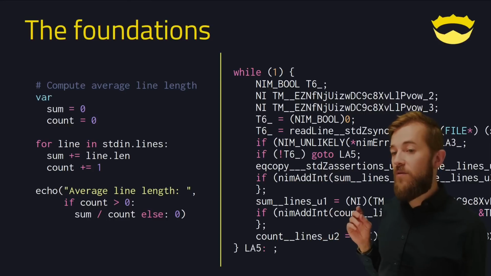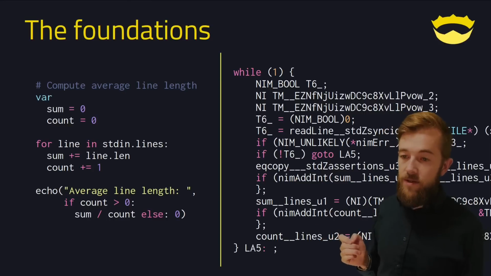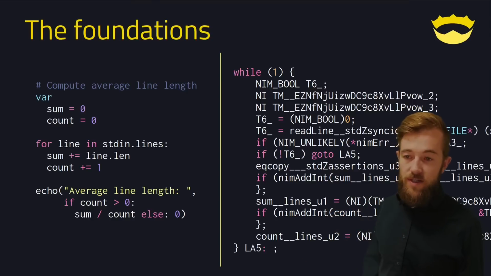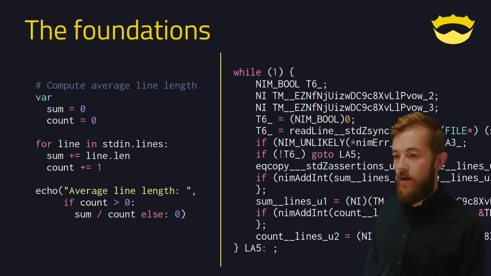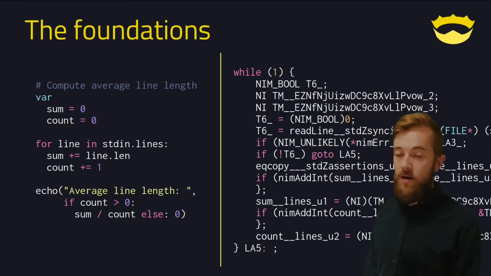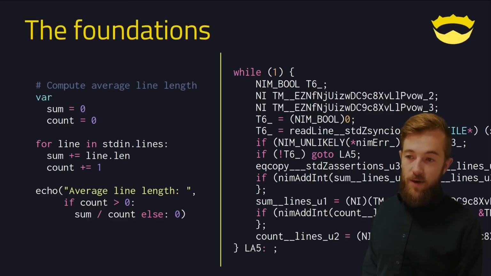Another benefit is, of course, that we can use C libraries. C has a large ecosystem. It was released back in the late 70s. The ANSI standard for C came out sort of late 80s. So it's been around for quite a while, and it has a lot of libraries that you can use. And since Nim compiles to C, we can also use those libraries from Nim.